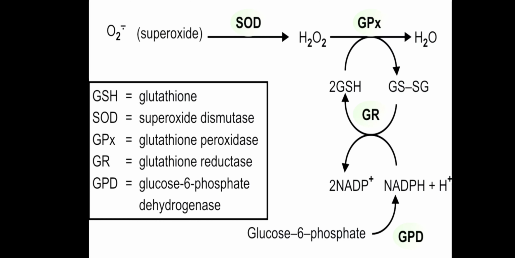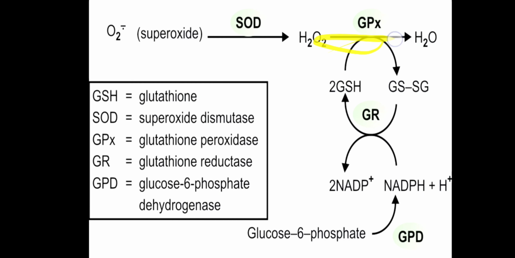Now another important function of glutathione. The first ones were amino acid transportation, coenzyme role, and RBC cell membrane integrity. Now how does glutathione help to reduce or destroy free radicals? Suppose a free radical, superoxide, is generated. The enzyme superoxide dismutase, SOD, will convert this superoxide into hydrogen peroxide. This hydrogen peroxide will be further converted into a simple water molecule with the help of glutathione peroxidase and glutathione reductase.